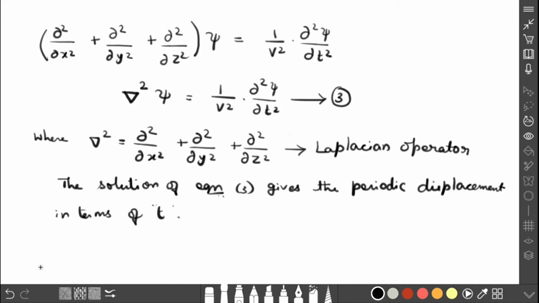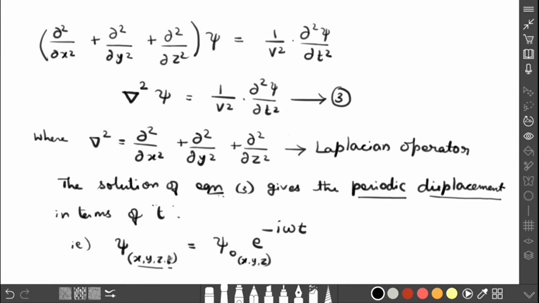So what is the solution for this equation? Directly I am going to write it: psi is equal to psi naught into e power minus i omega t. Psi is the wave function, which is nothing but the amplitude of the wave or periodic displacement; any name we can use for that. Psi is the function of position x, y, z and time, and psi naught is only the function of position, not of t. That is the difference. So what is meant by psi naught? The psi naught is the amplitude of the wave at the particular point considered. I am considering this as equation 4, and I will write what is meant by psi naught.